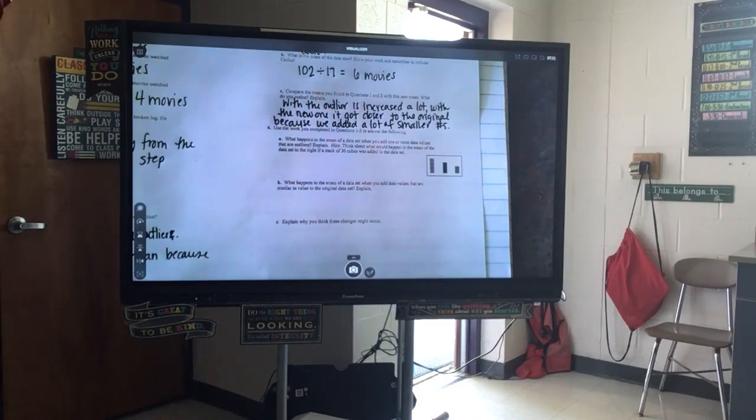Similar in value. Okay, what happens to the mean when it decreases because you're not adding that much to the total, but you're adding a lot to the number you divide by.